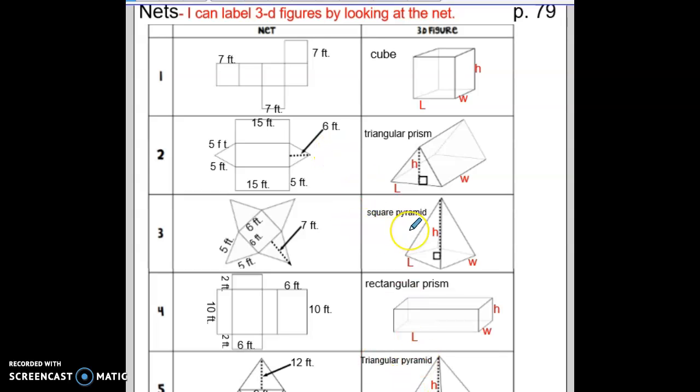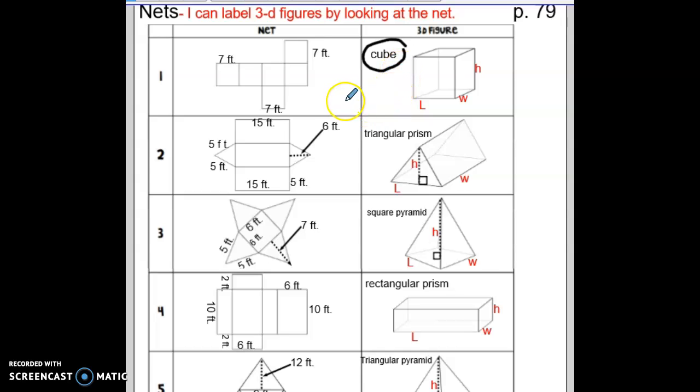So we're going to quickly go through this page of your notebook. If you have not copied all this information onto page 79 of your notebook, then you need to go back and do that first, then watch the video. Okay, so the first 3-dimensional figure that we see is a cube. You should recognize that it has all square faces, and I have labeled for you the length, the width, and the height of the cube, so make sure you've labeled that.